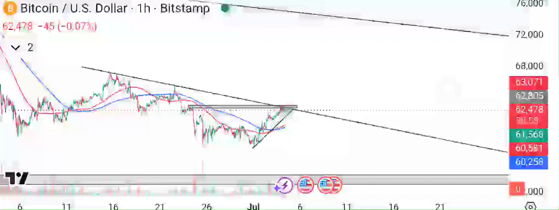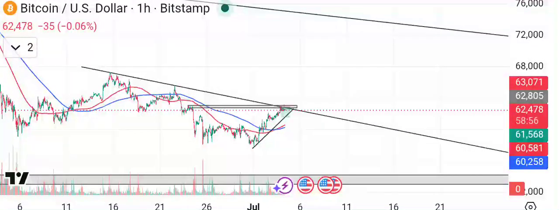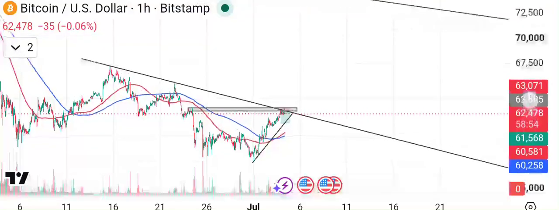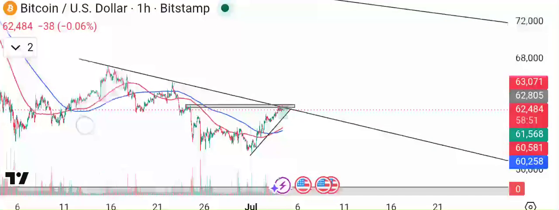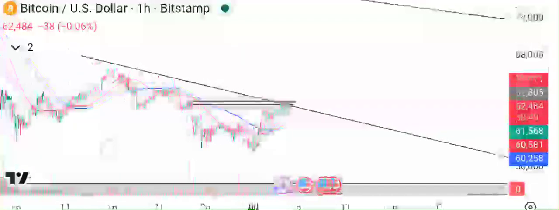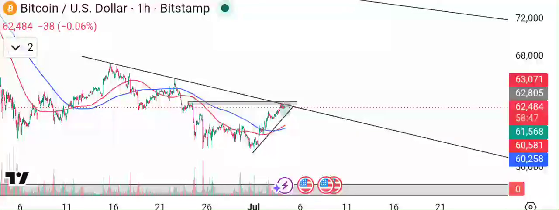So this is the Bitcoin US dollar 1 hour chart. On the 1 hour chart here, I'm specifying this area of the chart because this was where the trading activities of last week took place.